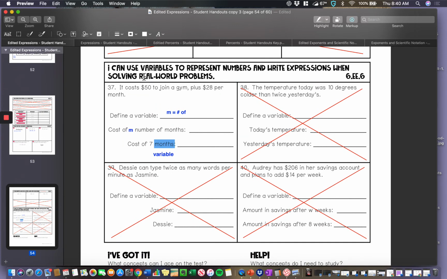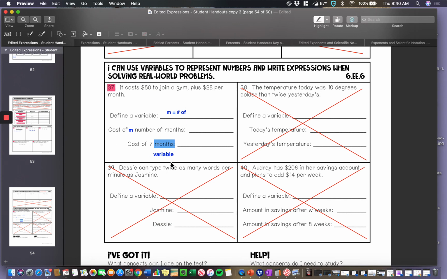And the last part here says I can use variables to represent numbers and write expressions when solving real-world problems. So I crossed out the majority of them here, but I do want you to try number 37. It says it costs $50 to join a gym plus $28 per month. So you have to write an expression here. So for example, it costs $50 to join a gym, and then it's going to be plus 28.